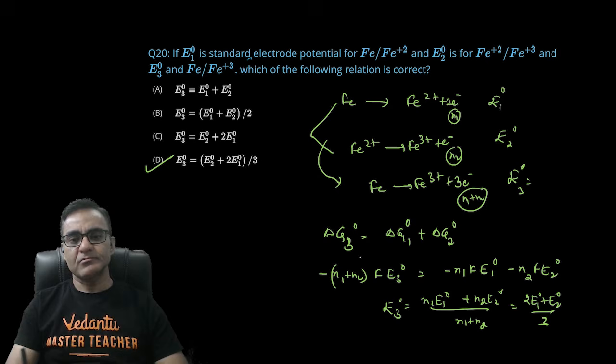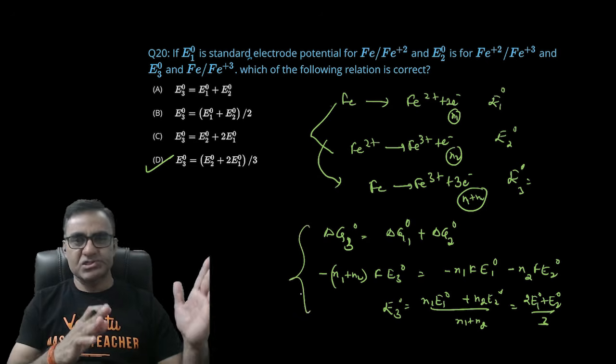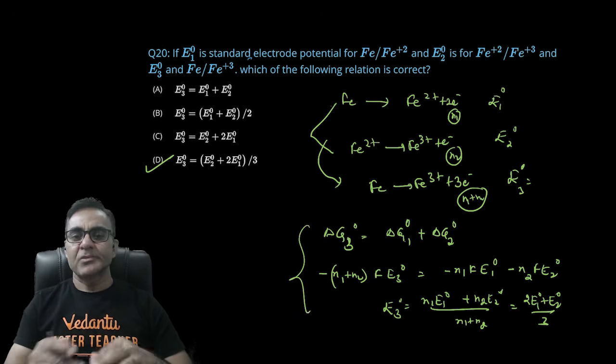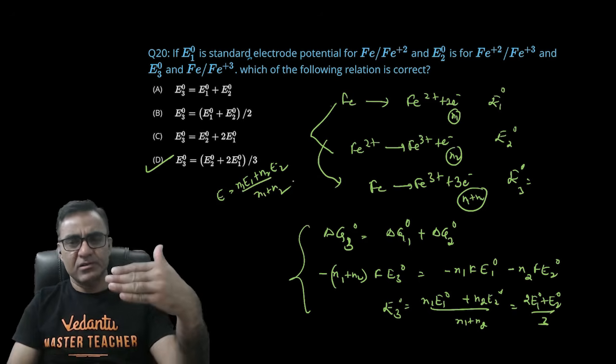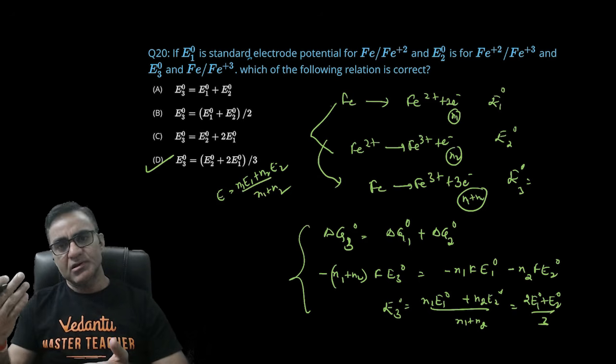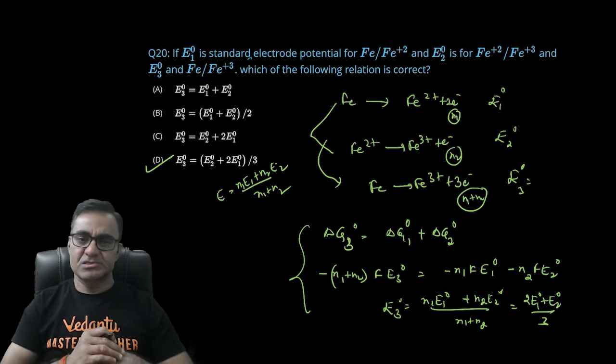Okay. So if you add two oxidation or two reduction reactions, then you can directly apply this formula: E net is equal to N1 E1 plus N2 E2 upon N1 plus N2 if the two reactions are added. For that, the two reactions should be either oxidation reactions or reduction reactions. All right.